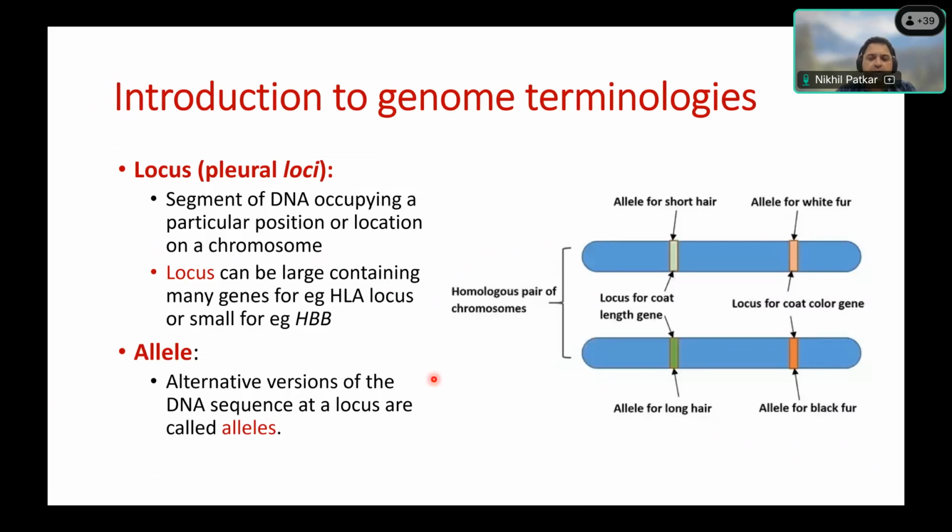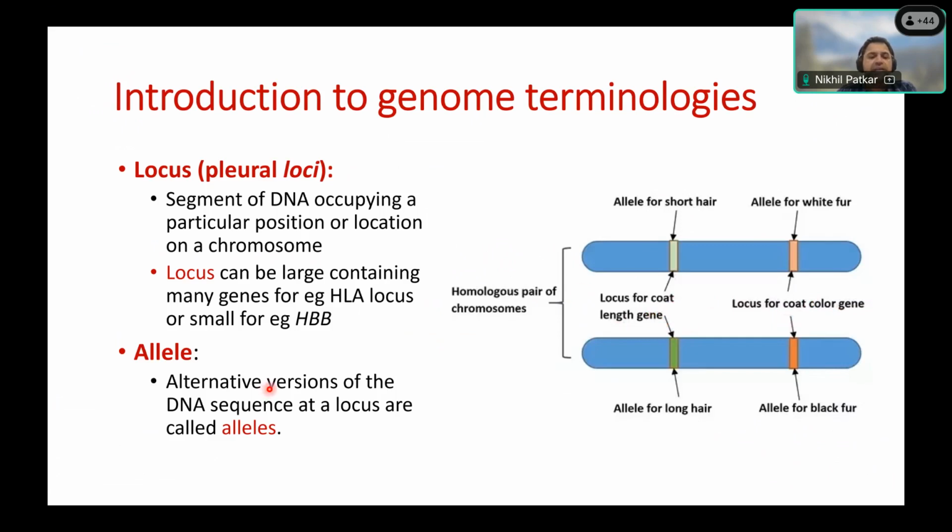There are some terminologies used in the parlance of molecular diagnostics which you should be familiar with. First is locus. The locus is a segment of DNA which occupies a particular position or location on a chromosome. A locus can be large, for example many genes, such as the HLA locus, or it can be small, for example the beta globin gene locus. You can see here the locus for coat length, which is how long or short the hair of the dog should be, and the locus for coat color.